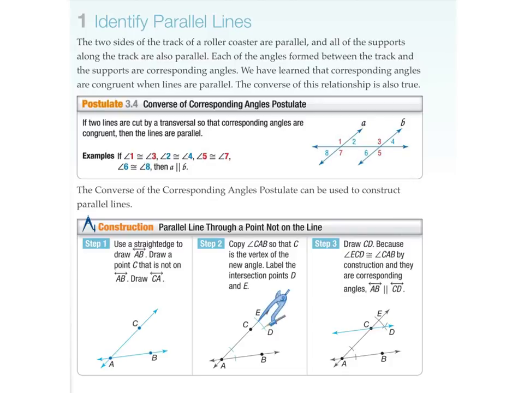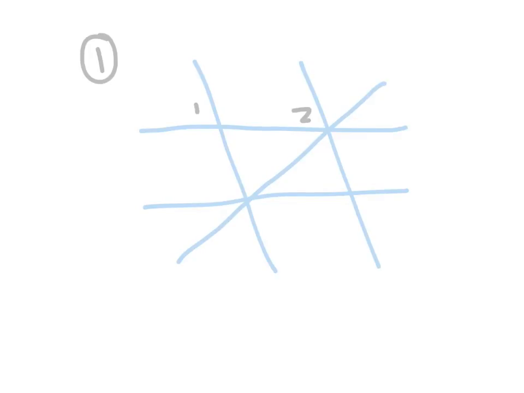And again, this word converse, you've got to write that. Everything else in this postulate is identical to what you've done, but this time you're using angles to prove that lines are parallel. Okay, so let's have a look at question number 1.